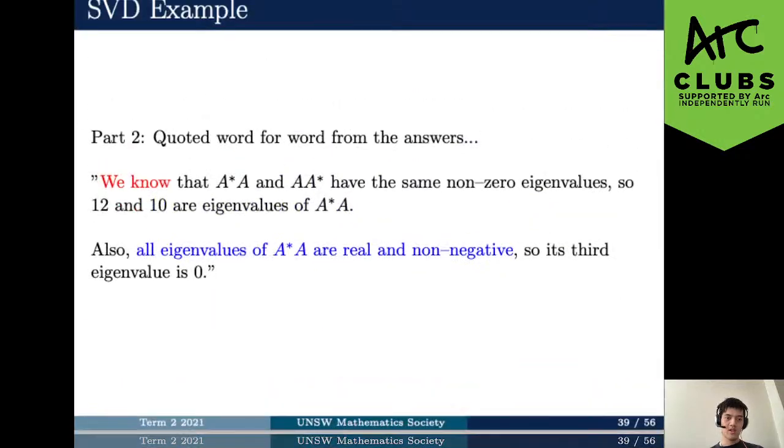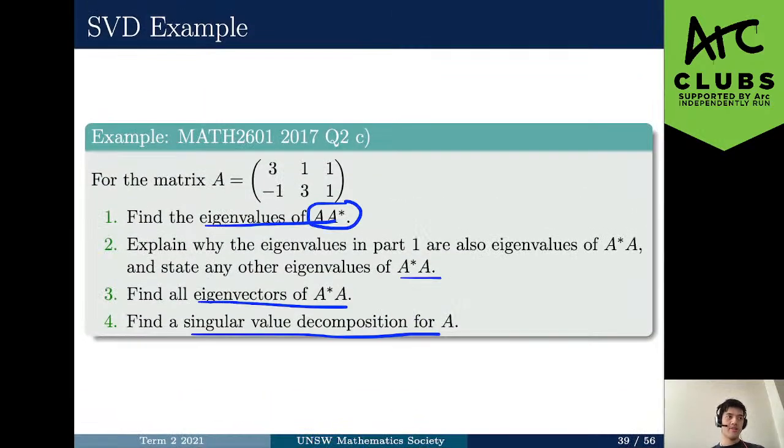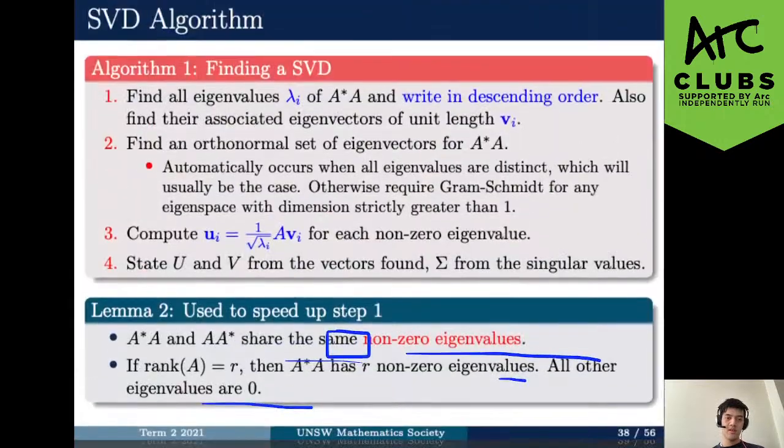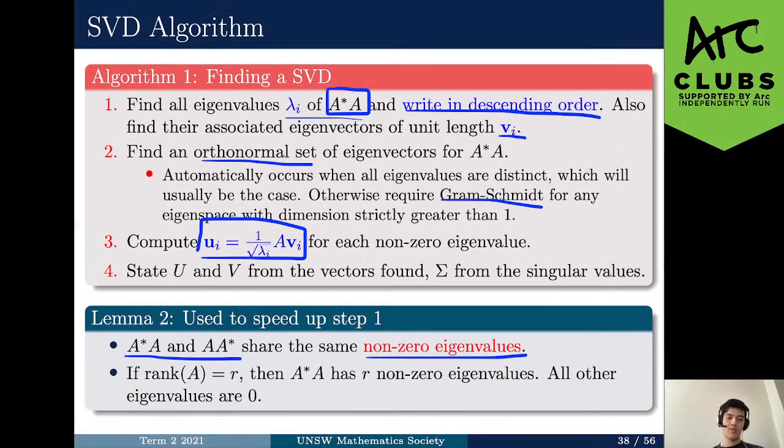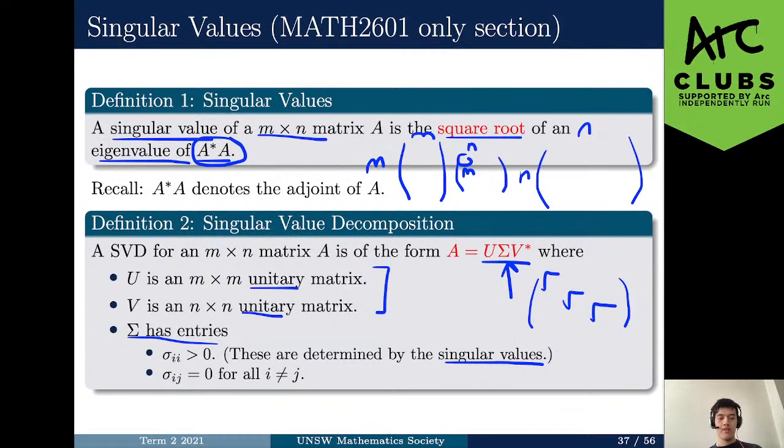The next part of the question is to actually find a singular value decomposition. So far we've found the eigenvectors. If we go back to the process above, we wanted to put it in this form. We already know what sigma is, right? We know the eigenvalues are 12, 10, and 0. So sigma will just need to have square root of 12 and square root of 10. And then we found the eigenvectors, so that will just be the columns of V.